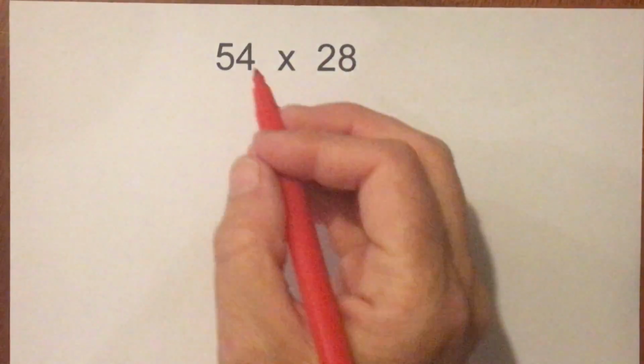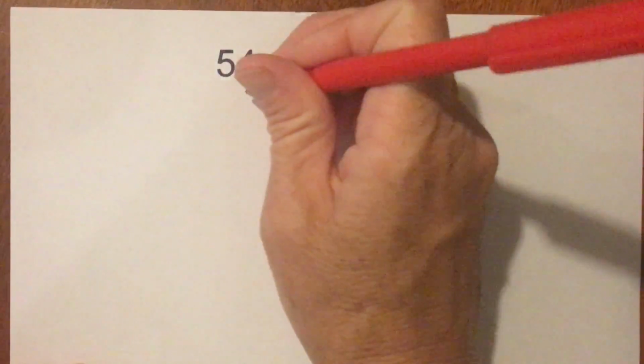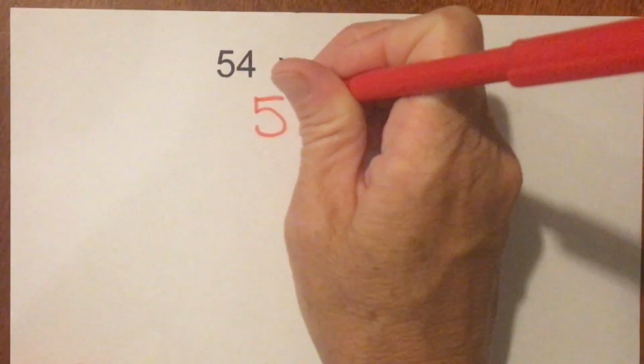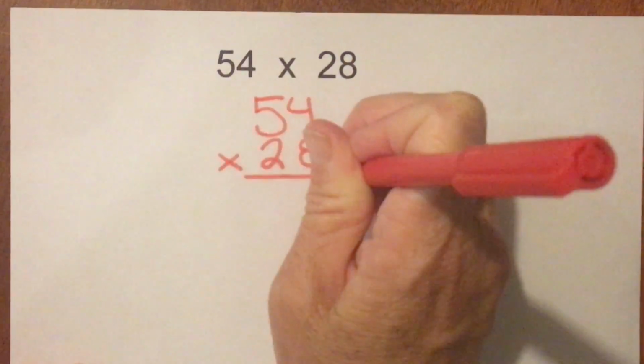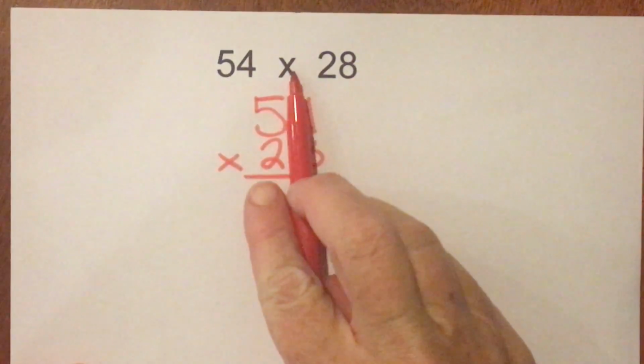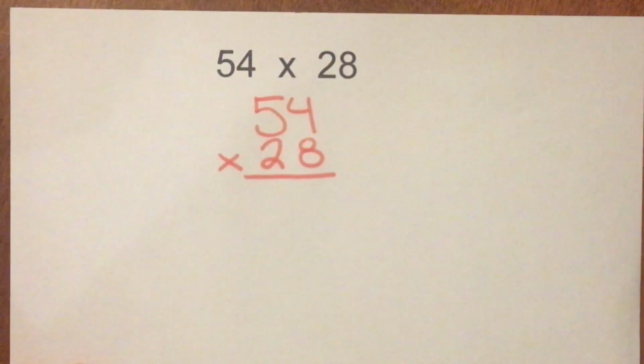Okay, so our first problem looks like this. My steps say first I'm going to write the longer factor on top of the smaller factor. I'm sorry, the shorter factor. Well, if I look at these, they're both 2 digits long, so there's really not a longer factor. So I'm just going to line them up as 54 times 28. Now notice I have these very clear lines. They're very lined up. That's going to be really important.